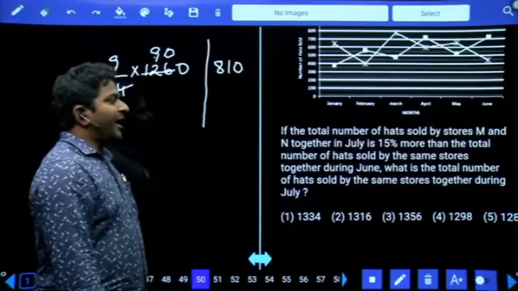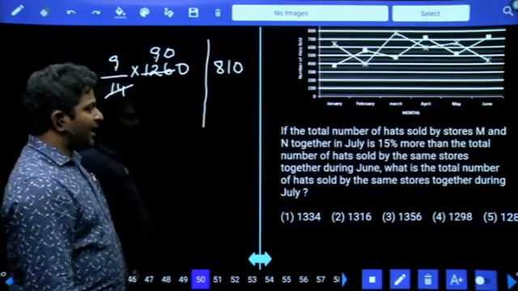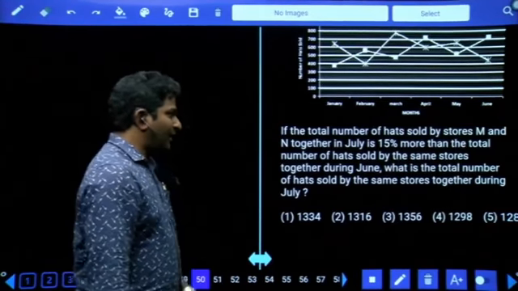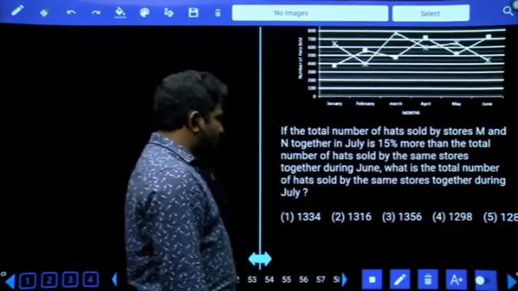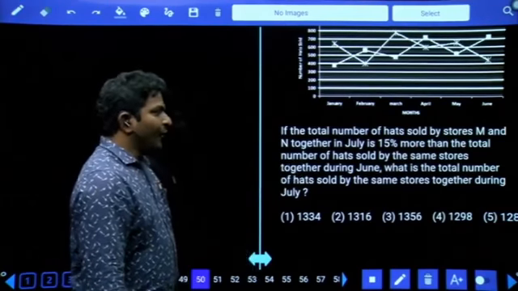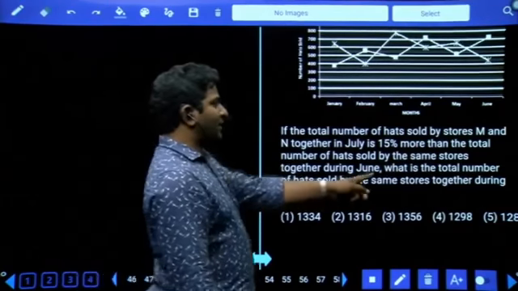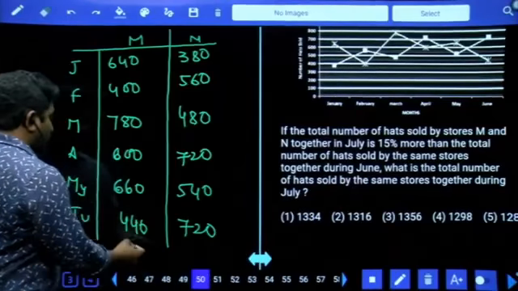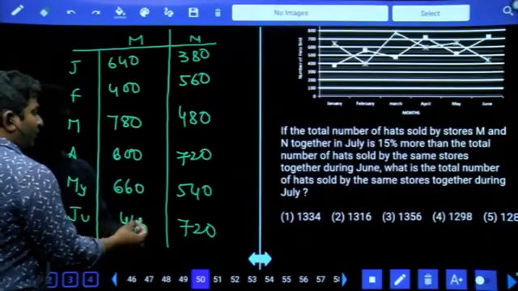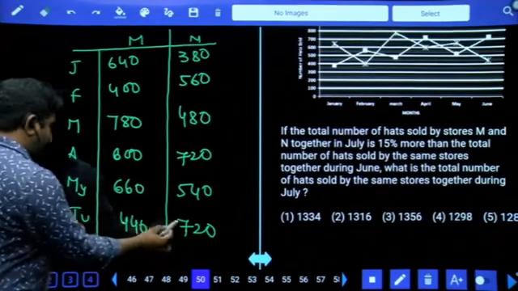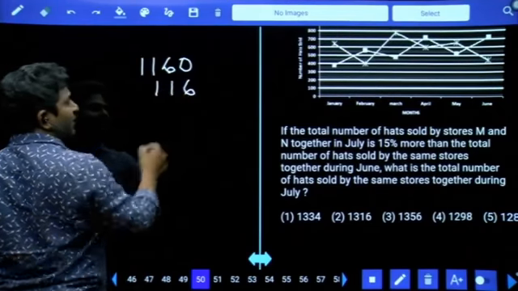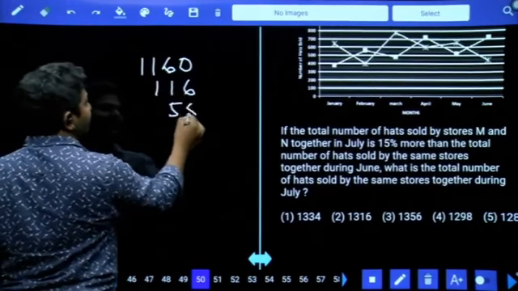If the total number of hats sold by stores M and N together in July is 15% more than the total number of hats sold by the same stores together during June, what is the total number of hats sold by the same stores together in July? In June, the total we have is 400, 700, 1100 and 60. 1160, we have 10% is 116, 5% is 58.